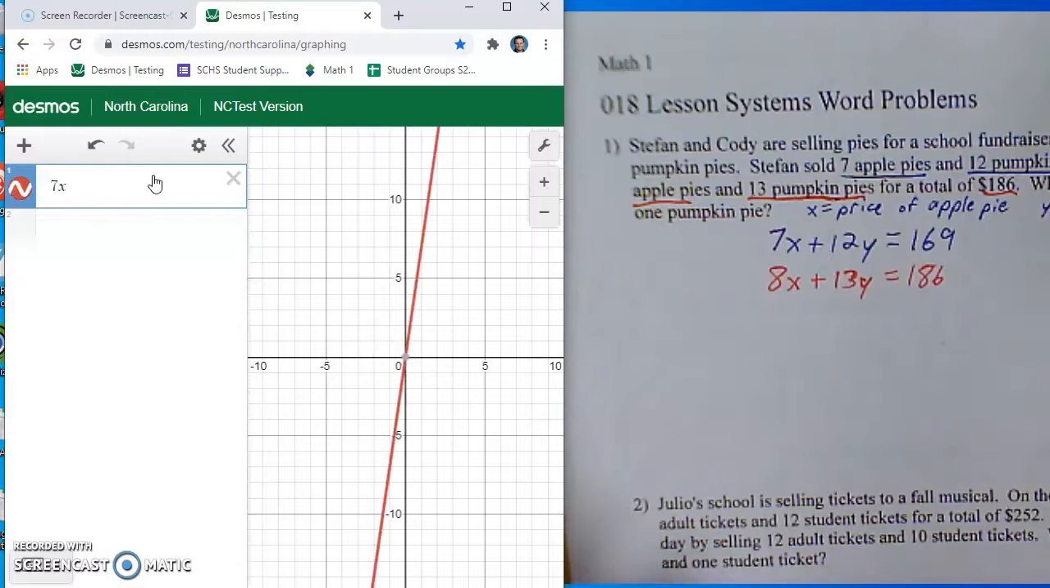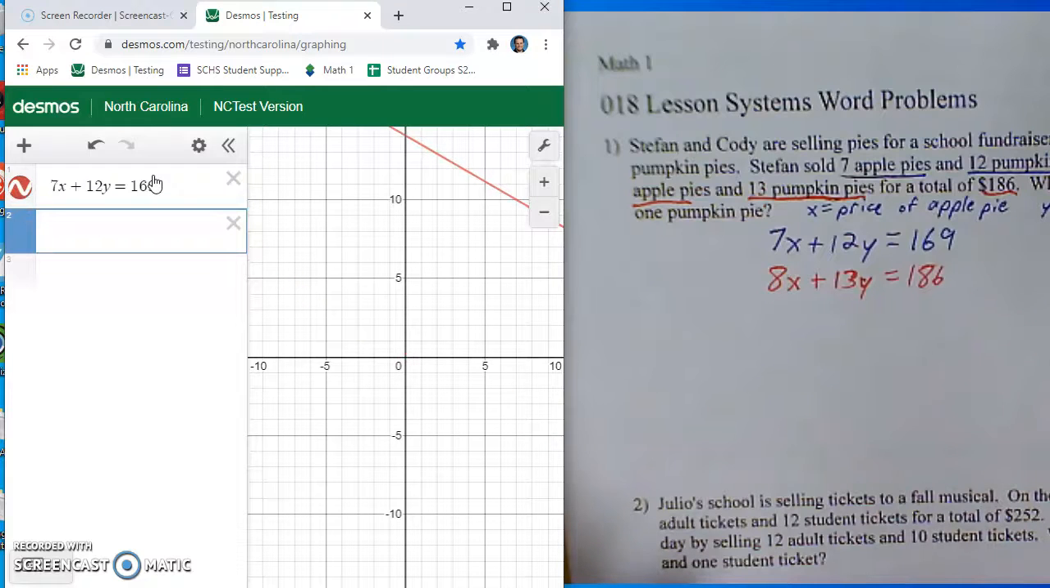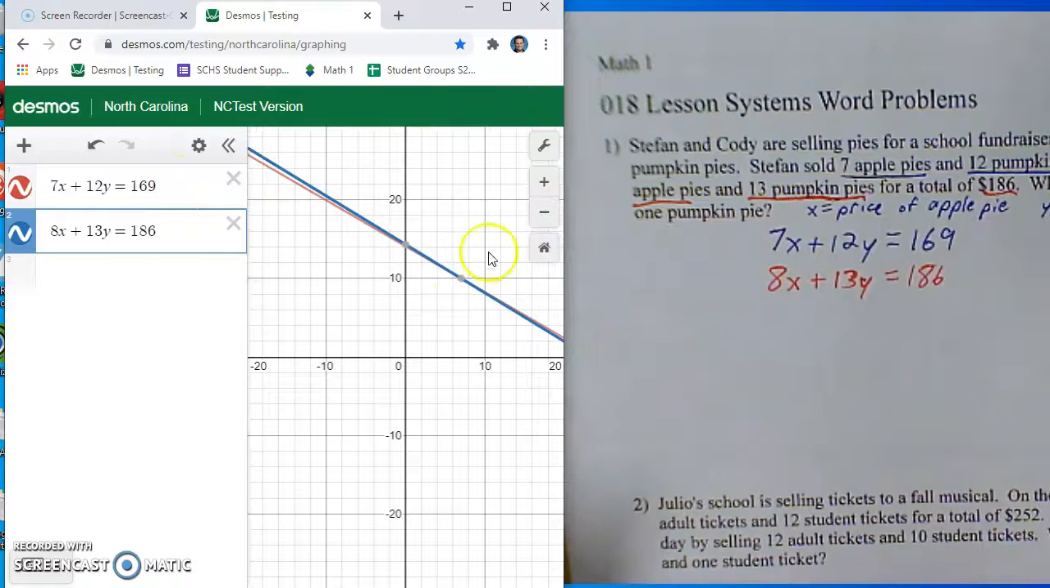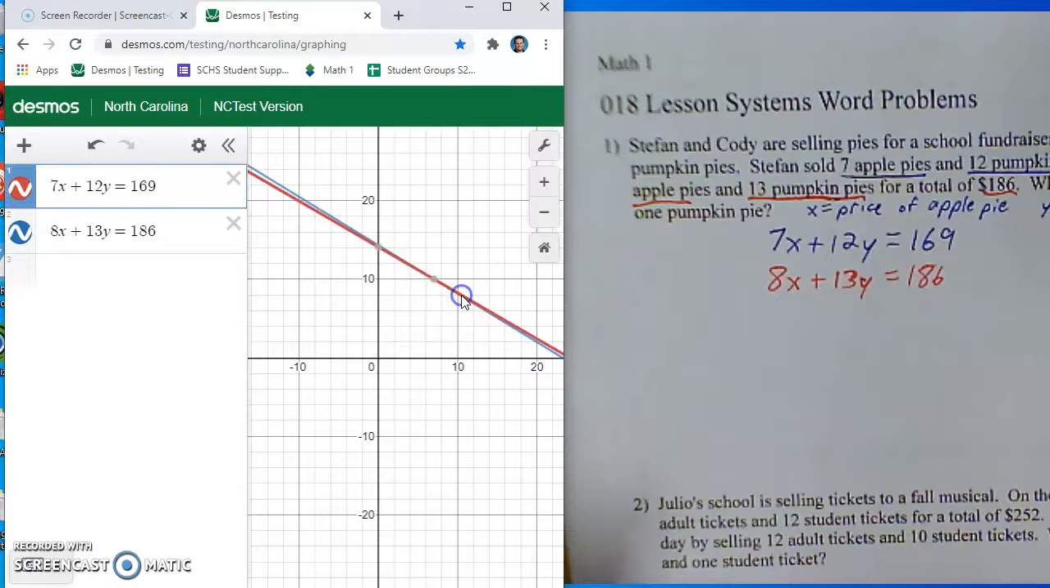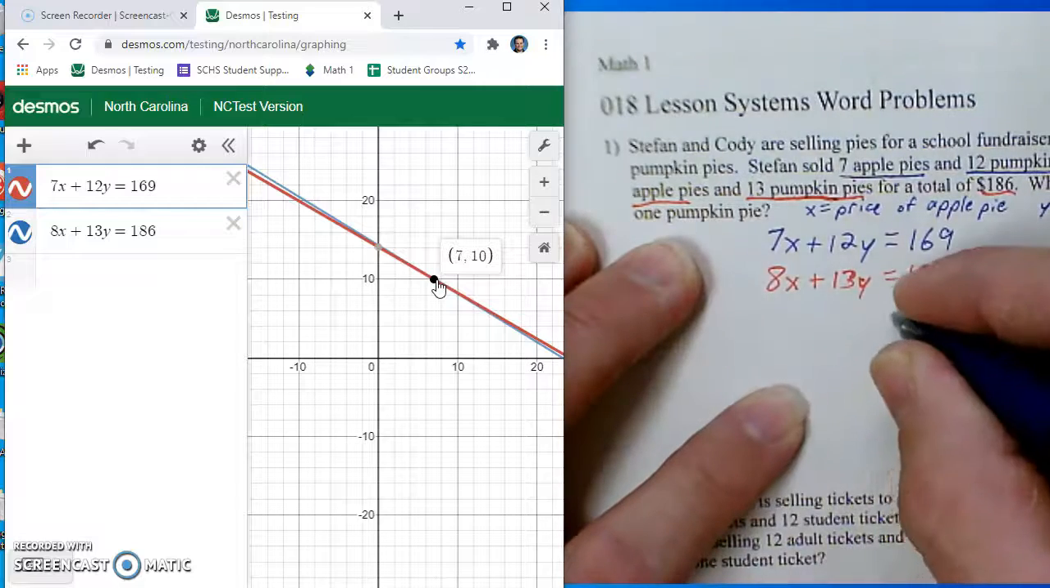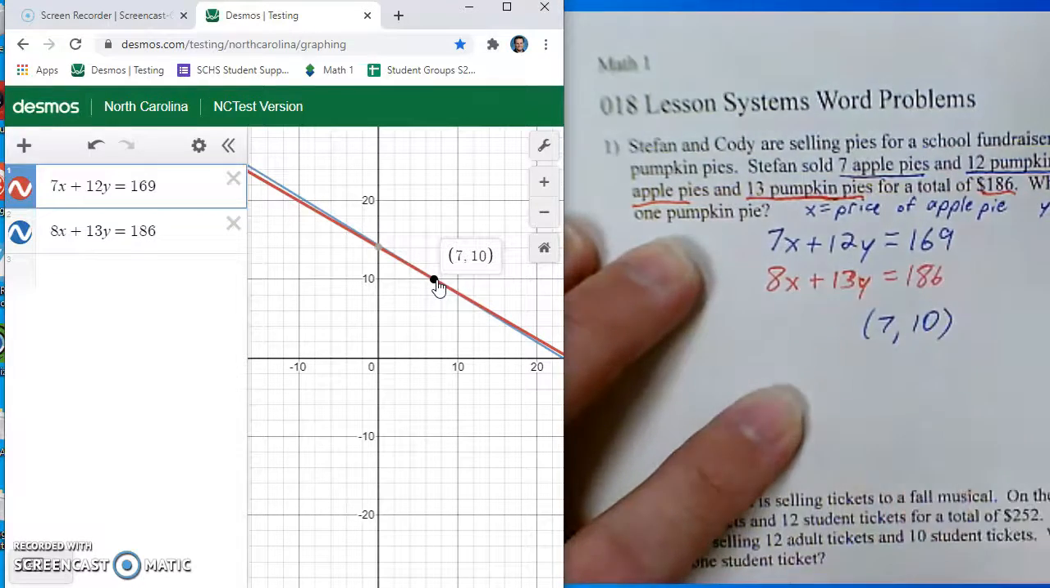So I'm just going to simply type in 7x plus 12y equals 169. And in the other one, I'm going to type in 8x plus 13y equals 186. Now, the beautiful thing about the graphing calculator that we use is that it's pretty easy to use. So I'm going to zoom out and I'm going to click on the equations. Now, it's going to try to show you 2 different points. You're going to actually want the one that's the intersection of the 2 lines, as I've selected. So 7, 10 is our answer, but let's actually interpret this result now.